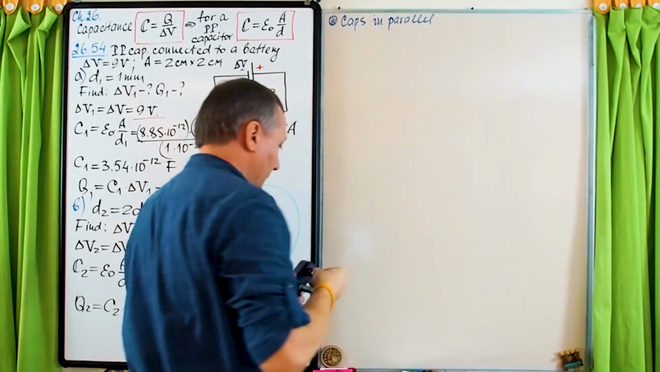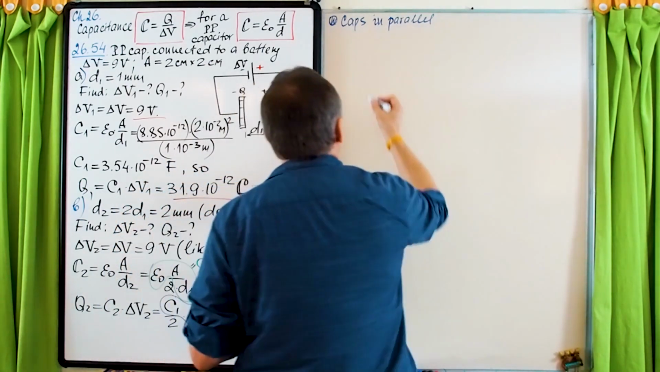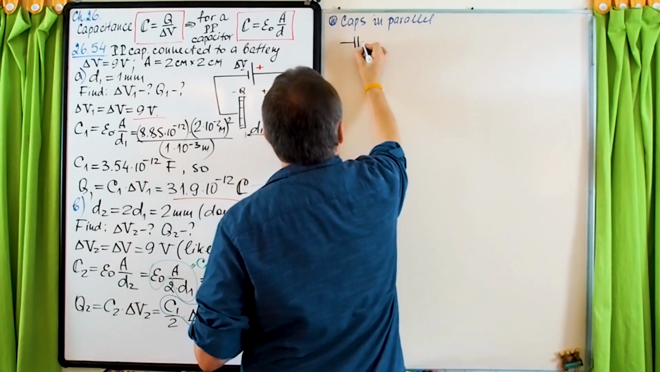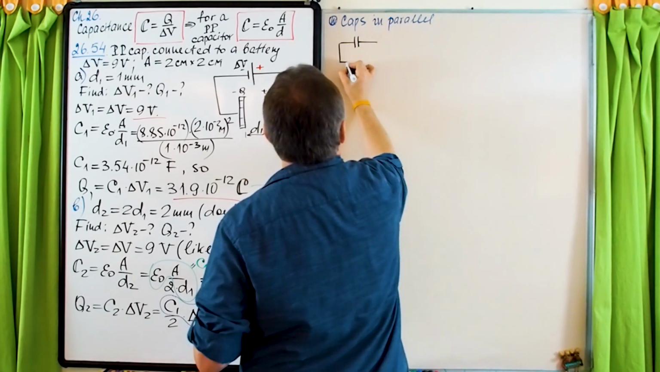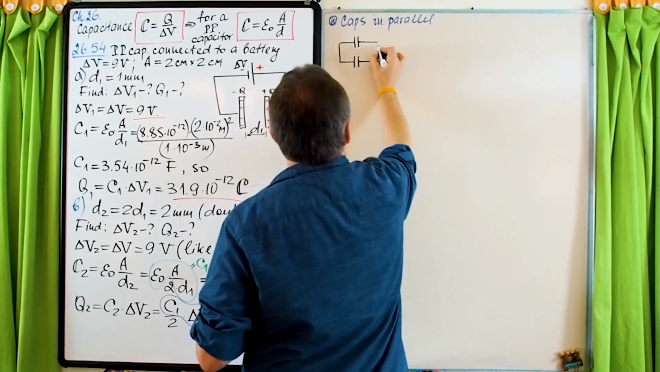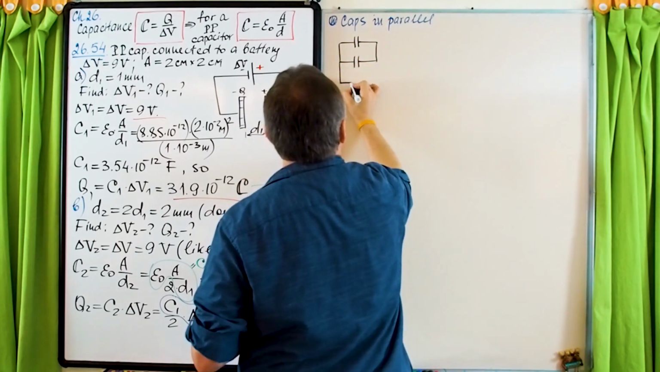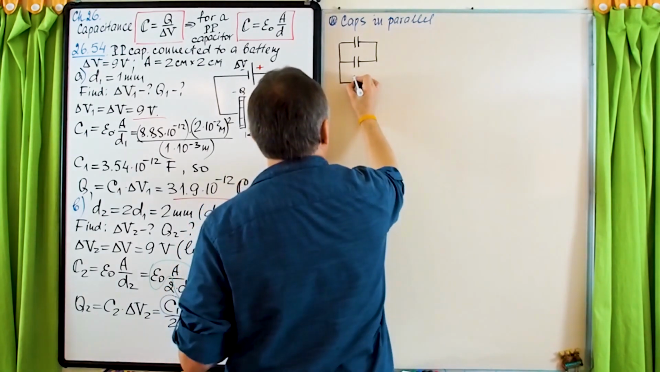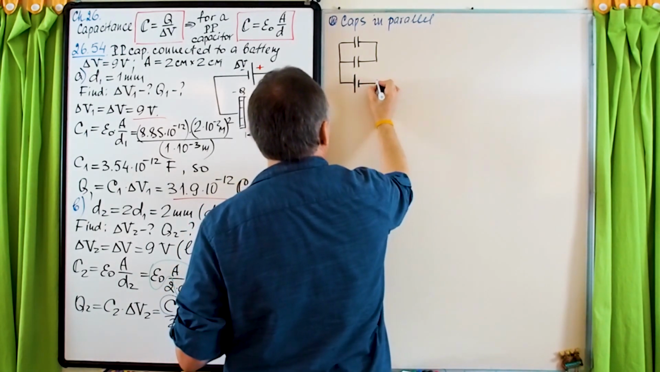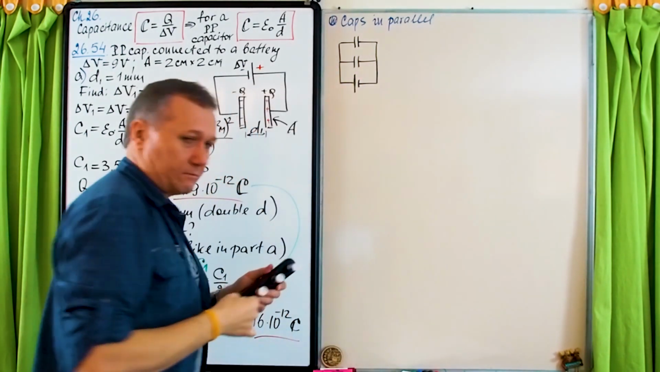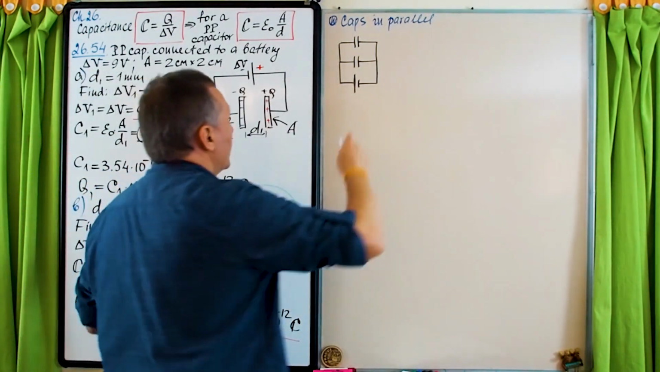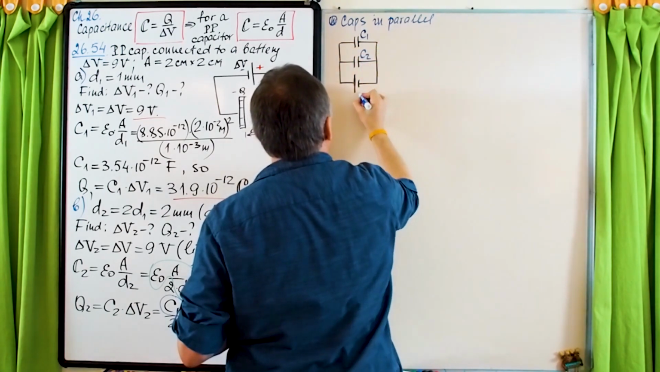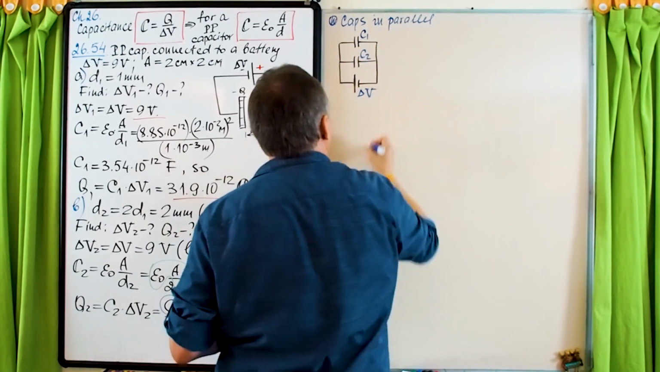Right. Okay, parallel. So let me draw some simple circuit. Let's say we have a cap, then we have a second cap, and then the whole thing is connected. This electrode is positive. So just two capacitors. Let's say this is C1, C2, and that is the battery which provides the potential difference of delta V.